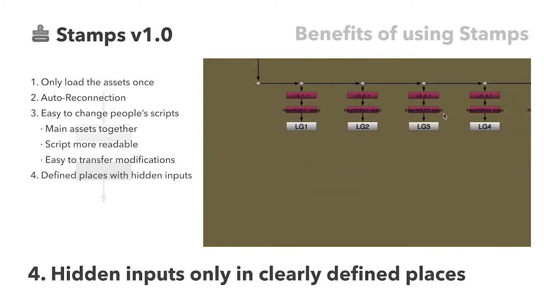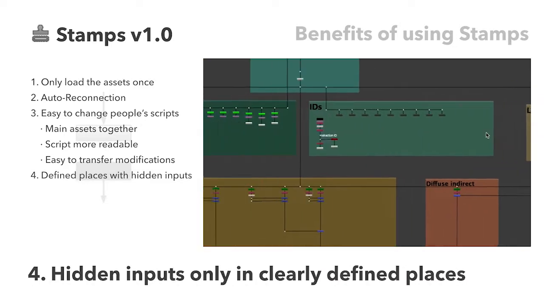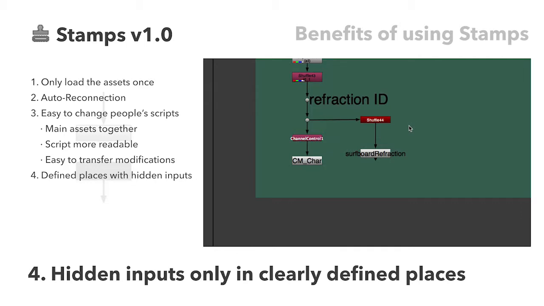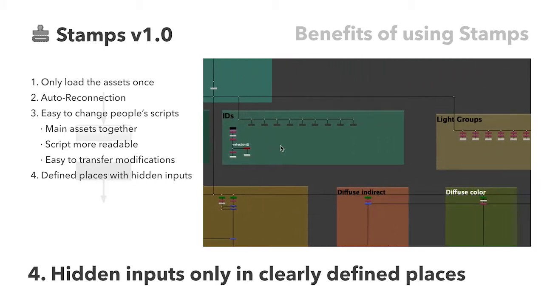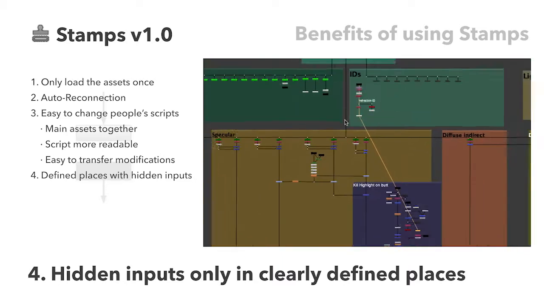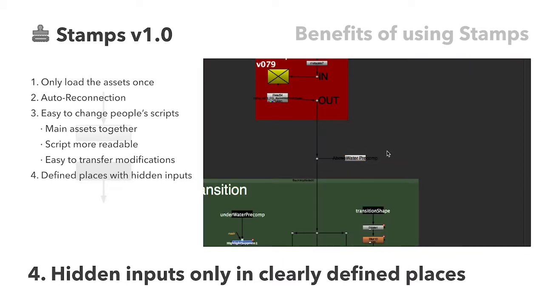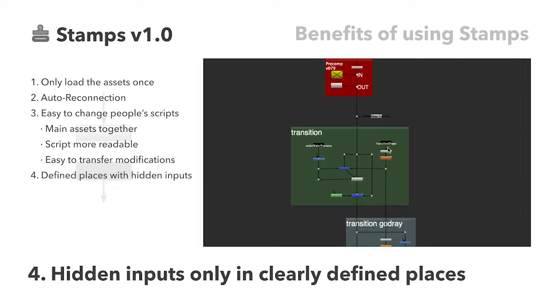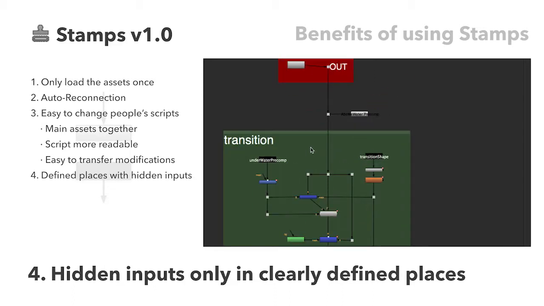Stamps are clearly defined in the node graph as places with hidden inputs, so you will save a lot of time you would spend creating organized lines and dots. At the same time, it makes extremely clear where the hidden lines are, so you never worry about deleting nodes that might have something connected to them. The only hidden connections on your script will be the ones between a stamp and an anchor.